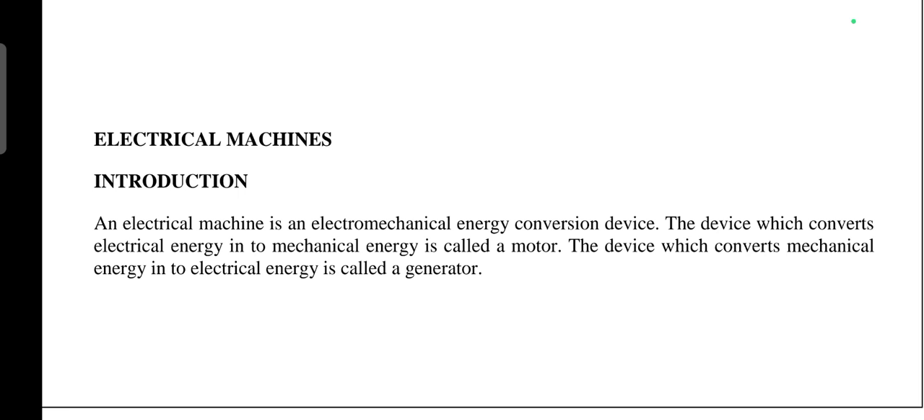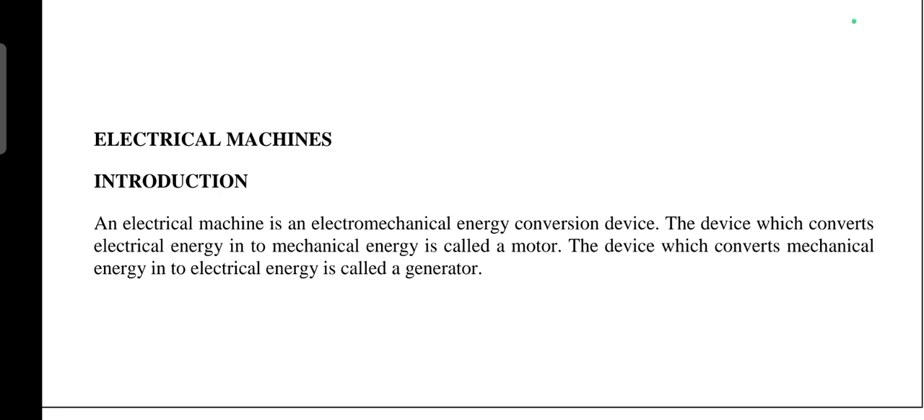The first thing we have to know about this topic is electrical machines. What are electrical machines? We have to understand that first. An electrical machine is an electromechanical energy conversion device. It converts electrical energy into mechanical energy in the applications. The device which converts electrical energy into mechanical energy is called a motor, and the device which converts mechanical energy into electrical energy is called a generator. This is the basic difference between generator and motor.